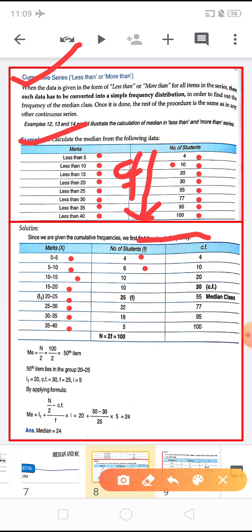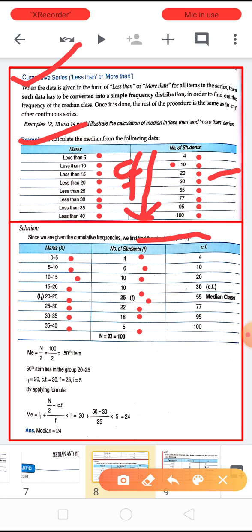Then less than 15, the total strength of the students is 20, and less than 10 is 10. So 20 minus 10, that is 10 in the next class interval. 30 minus 20, again it is 10. 55 minus 30, that is 25 in the next class interval. 77 minus 55, that is 22 in the next class interval. 95 minus 77, that is 18 in the next class interval. And 100 minus 95, that is 5 in the last class interval. So children, we have successfully found the frequencies of all the corresponding class intervals.